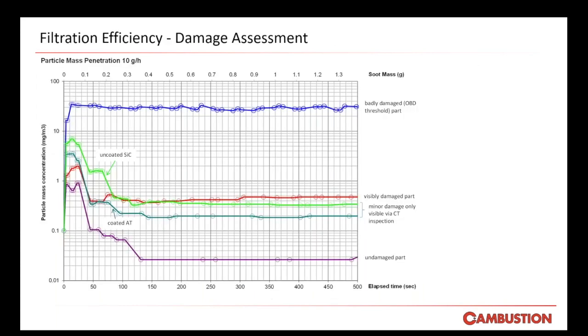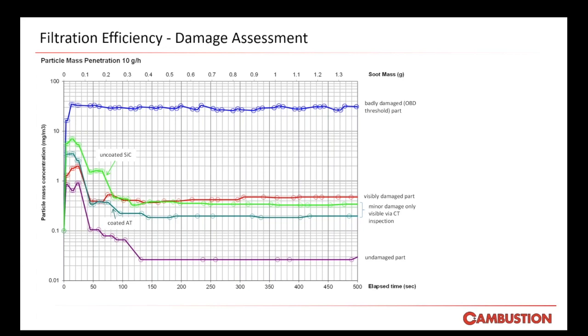So this is looking at a damage assessment of 5 different filters. This is using particle mass downstream of 5 different filters with different levels of damage. So obviously the lowest of these will be the most intact filter. The smoke meter is ideal for detecting cracks or other damaged parts. As I mentioned before, this is best assessed with a known soot load on the filter.